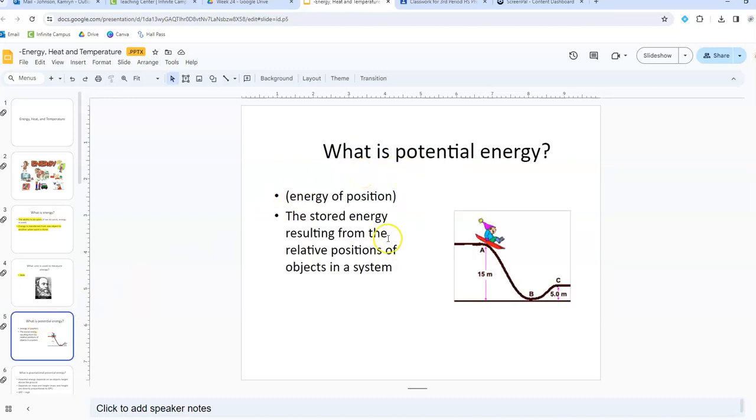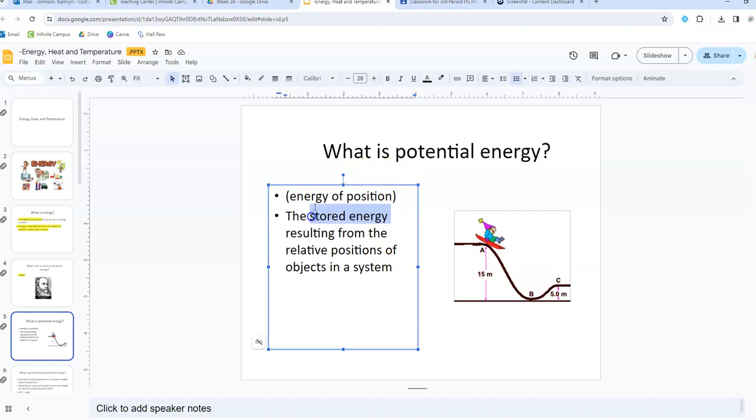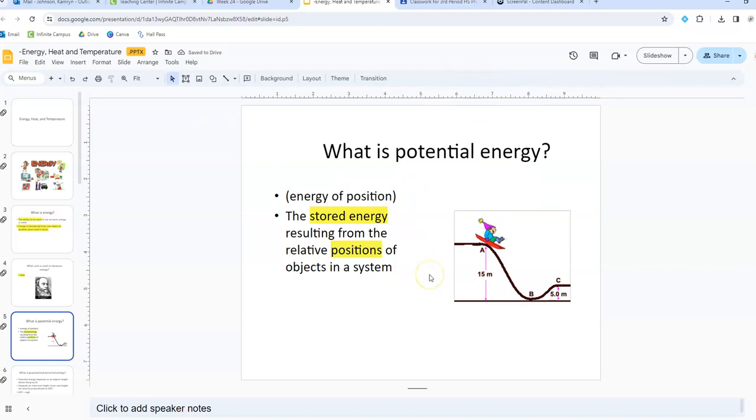Okay, next, what is potential energy? You've probably heard of this before. Potential energy is energy that is stored, and it depends on its position. So the higher off the ground an object is, the more potential energy it has. Think about a slide, or think about a roller coaster, either one. If you're on a roller coaster or a slide that's not very high off the ground, you're not going to go very fast when you go down because you don't have a lot of stored energy.